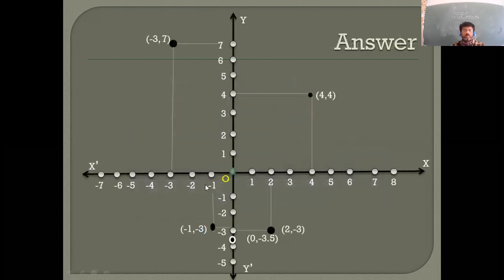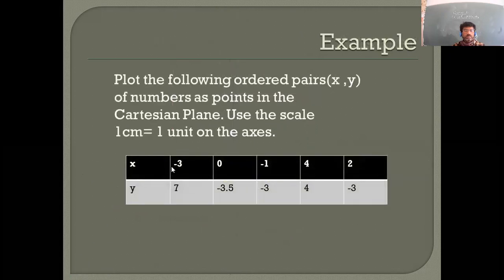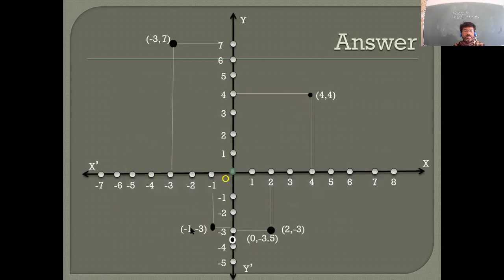For that you have to draw the x-axis and y-axis. What was the first point? The first point is (-3, 7). So this is -3 and this is 7. So the ordered pair is (-3, 7).